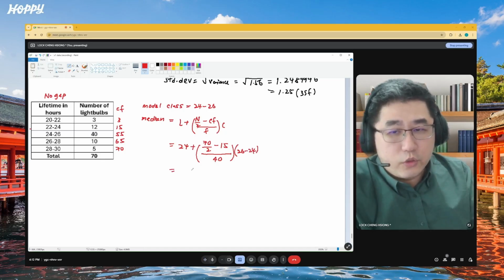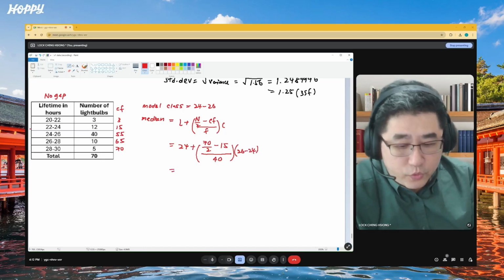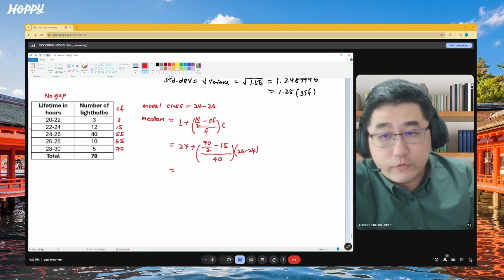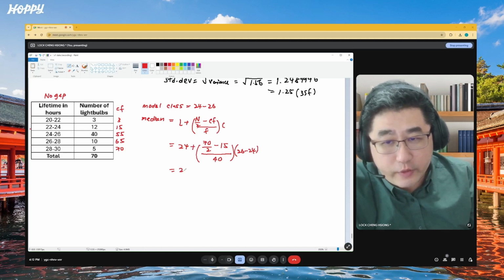Okay, so I press my calculator. 35 minus 15 divided by 14, times by 2 plus 24. So I have my median as 25 here.